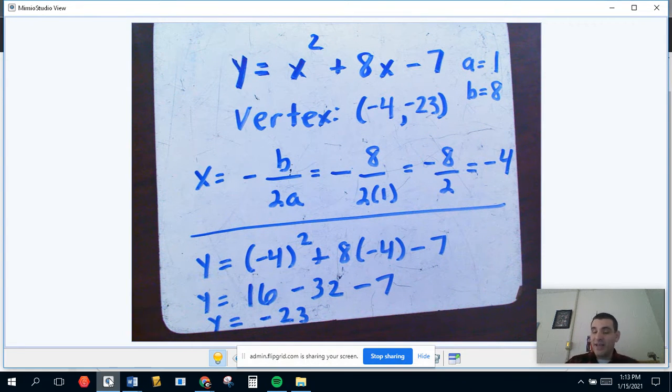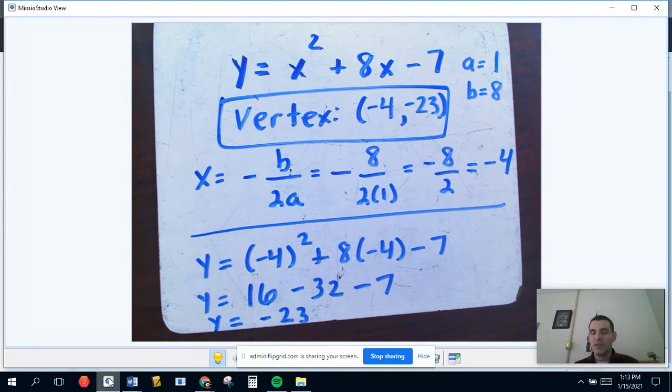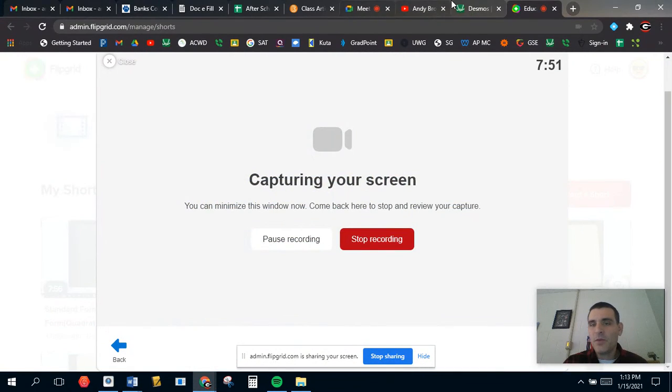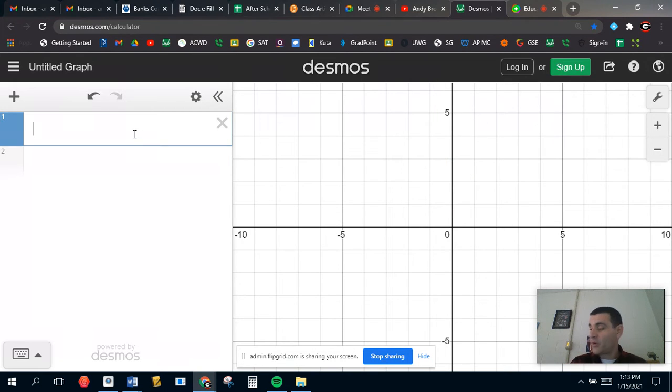Show you a couple things on Desmos here. This is my answer, by the way. Whatever I got here goes in the y position. That's my vertex. Let's go to Desmos. I'm going to show you several things on Desmos. Probably won't have Desmos available to you when it's a quiz for this, but to make some extensions, let me just show you.